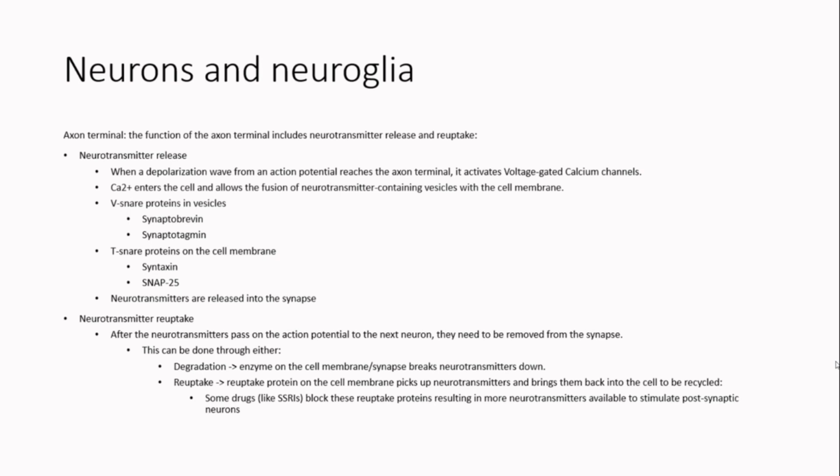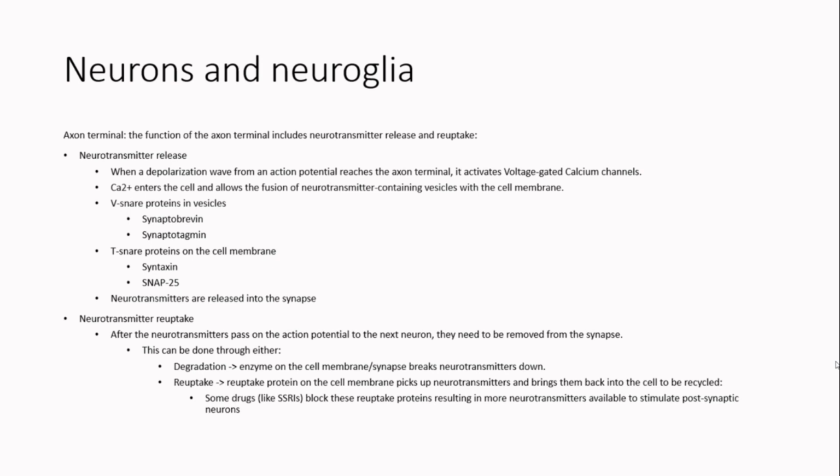So the axon terminal is the distal part of the axon, and the function of the axon terminal includes neurotransmitter release and neurotransmitter reuptake. And when we talk about the neurotransmitter release, we already talked about the depolarization of an action potential. This will eventually reach plus 30 millivolts.